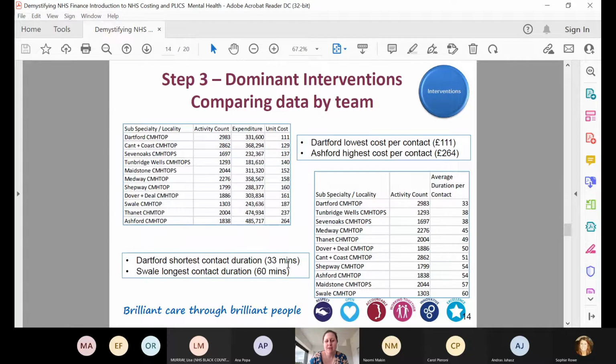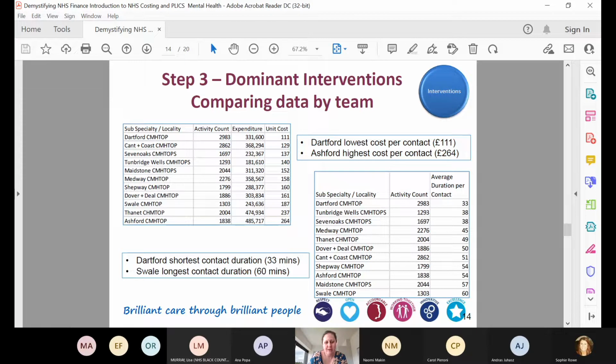So step 3 was about looking at the dominant interventions and really starting to drill into those to understand what that data looks like when we look at our teams. Now, most of the activity for this cluster was delivered by our CMHTOP, so that is our older adult community teams. And we looked, for example, here at our activity count and our unit costs. So we could see that Dartford had our lowest cost per contact at £111. Ashford has our highest cost per contact at £264.